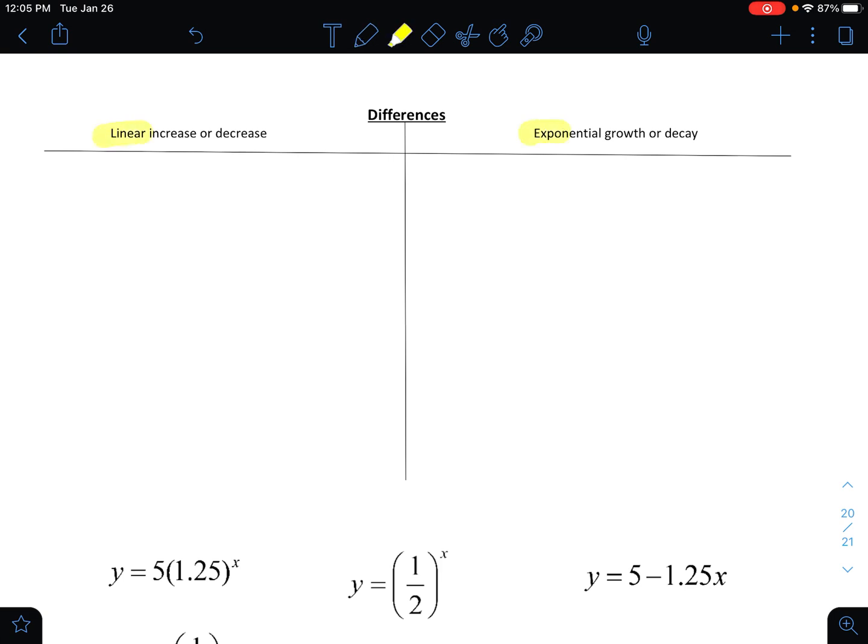Okay, let's talk about some differences here between linear and exponential. All right, so linear, number one, linear means line, so we will make a line when we graph it. Exponential is more of a curve. It doesn't really have a good name to it. We'll just call it a curve. Linear, we added or subtracted to increase or decrease. So our pattern is in adding or subtracting the same amount.